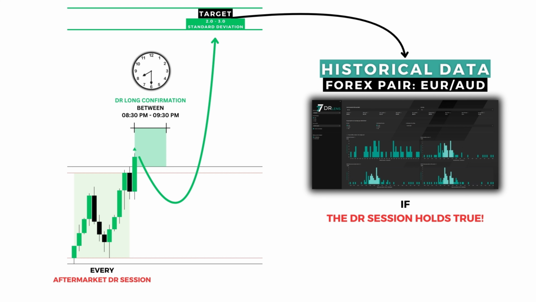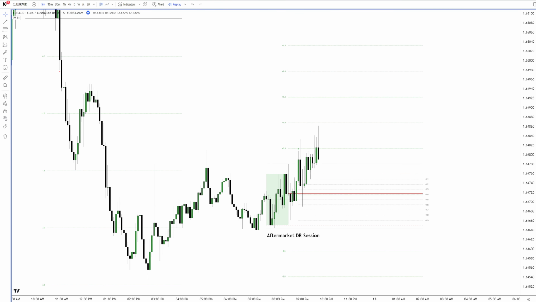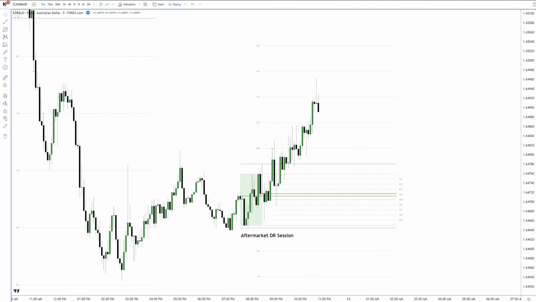Historically, the probabilities are high that price will reach a minimum of 2 standard deviations if the DR session holds true. Right after the confirmation, price retraced below the IDR mid and rejected both the opening and closing price before pushing higher, reaching almost 2 standard deviations. This move was hard to catch, no doubt about that, but the opportunity wasn't completely gone.